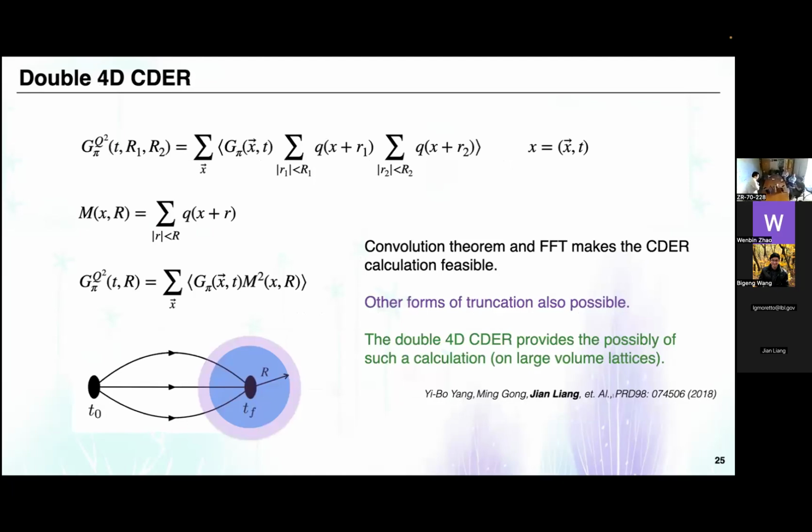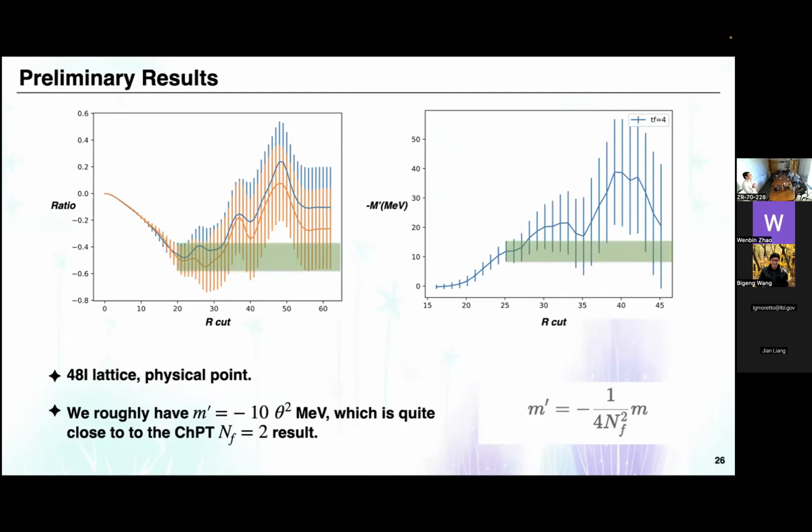I want to emphasize again that previously, when we calculated the electric dipole moment, we had one topological charge and could use CDER, the cluster decomposition stuff. Here we have two topological charges, so we call it double CDER, and numerically we need to use the convolution theorem and fast Fourier transform to make it easier. We also had a previous paper demonstrating that such a double CDER provides a remarkable increase of the signal-to-noise ratio. In the end it's still not that precise, but we can get something.